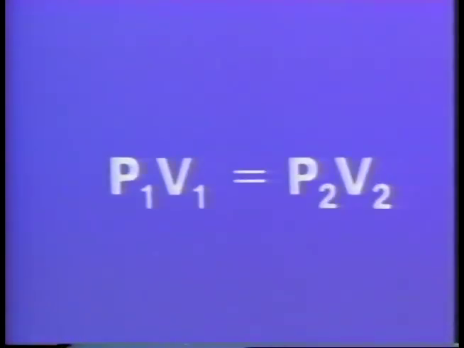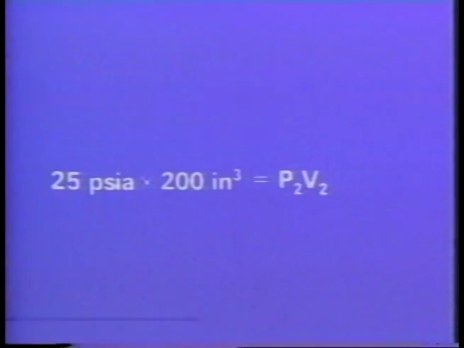Now we can show that the equation for Boyle's law predicts this by putting the figures in our example into the equation. We started with 25 psia for P1 and 200 cubic inches for V1. Now, we only need one final condition to calculate the other. For example, we can calculate the final pressure if the final volume is 100 cubic inches.